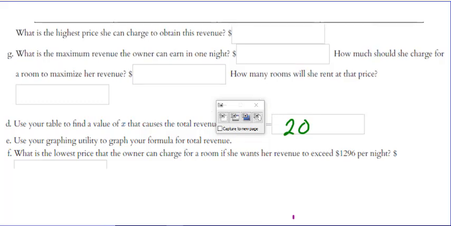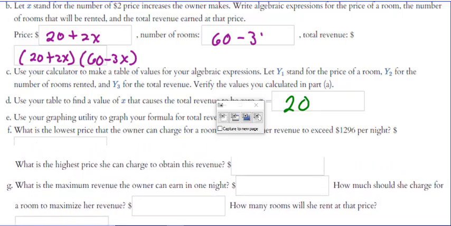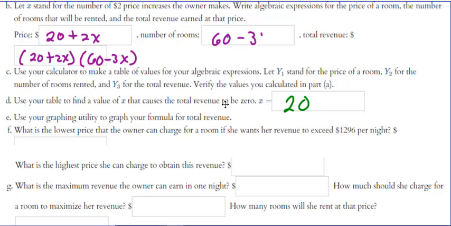And I just want to move this down to there. Okay, that way we can finish it. So it says, what is the lowest price the owner can charge for a room if she wants her revenue to exceed $12.96? And what's the highest price?